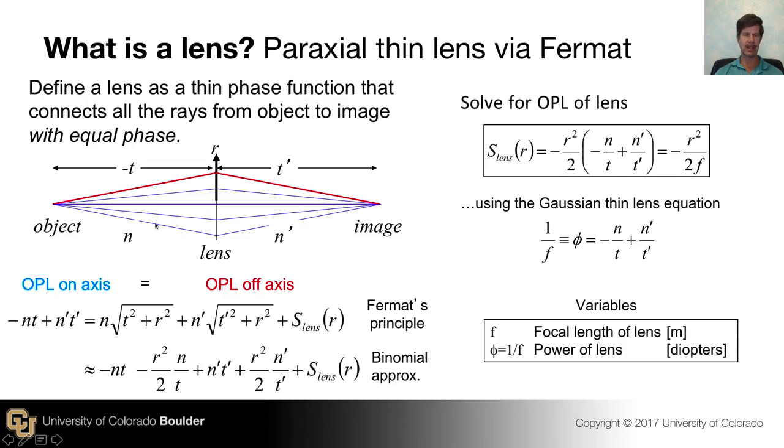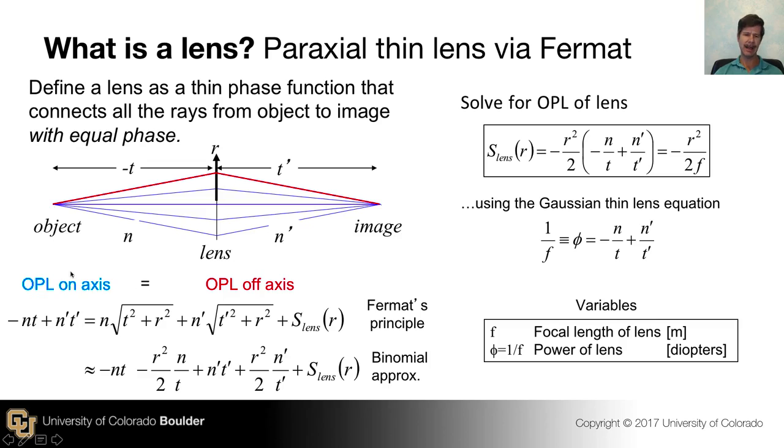The calculation is quite simple. On the left-hand side, we're going to simply calculate the optical path length of a ray that goes right down the axis. There's nt with a minus sign, of course, because this is a negative distance, and then continues on to the image n prime t prime. Now, I could have some thickness of the lens right there, and that's just a constant. Constants don't matter because they don't change the shape of the wavefront, so I'm going to set that equal to 0. I could have put a constant in here, wouldn't have made any difference.